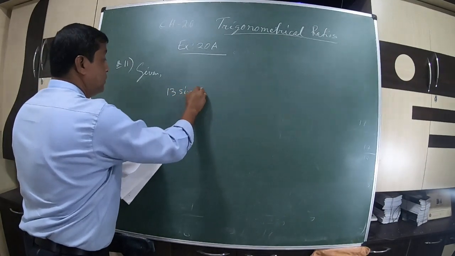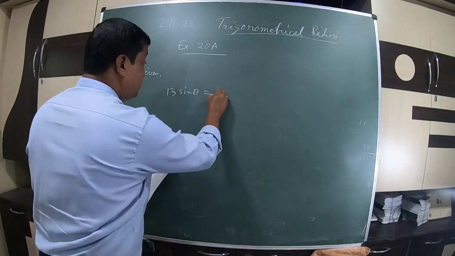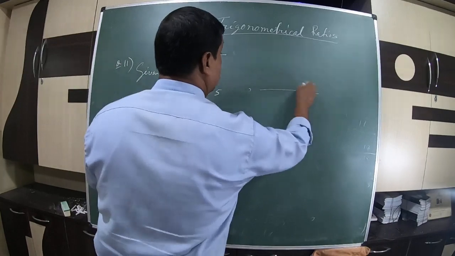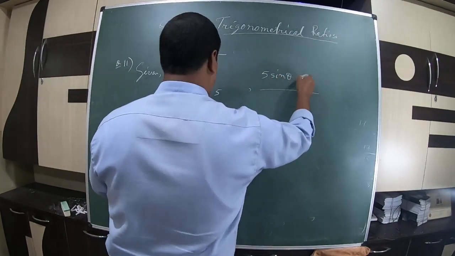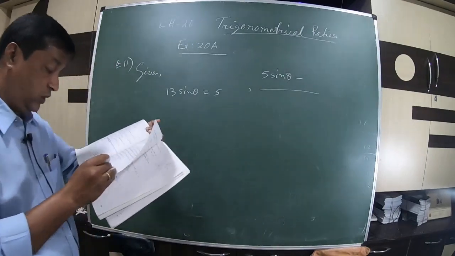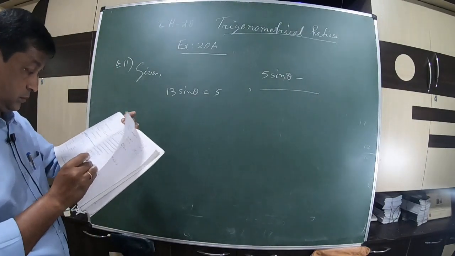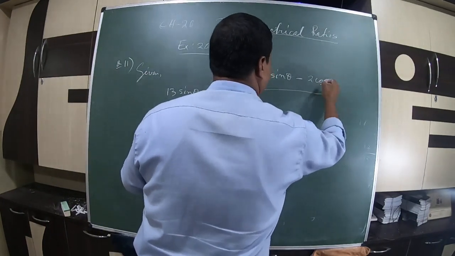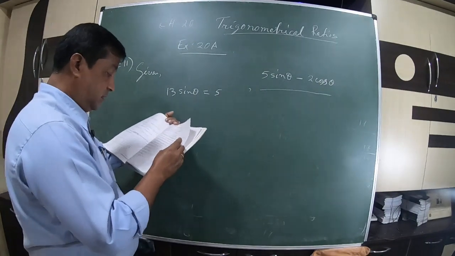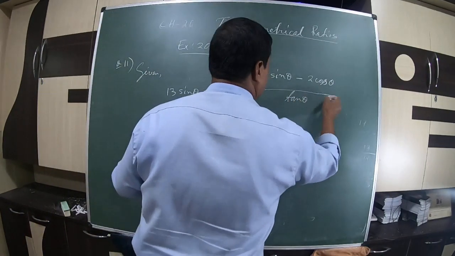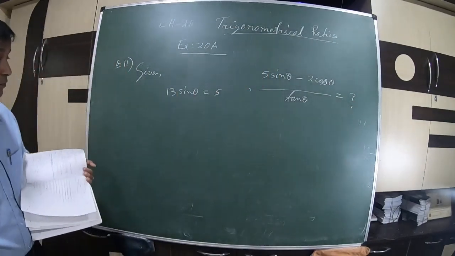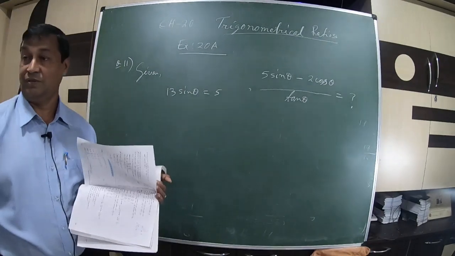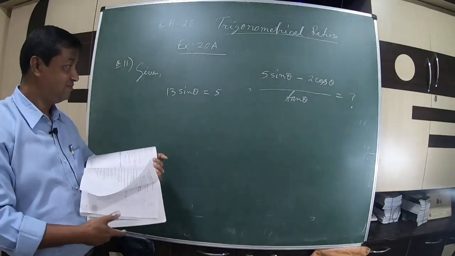Now number 11. Given 13 sin theta equal to 5. Now find out the value of 5 sin theta minus 2 cos theta by tan theta, from the book only. There is a question. Yeah. What? Oh, yeah. First one. Okay.